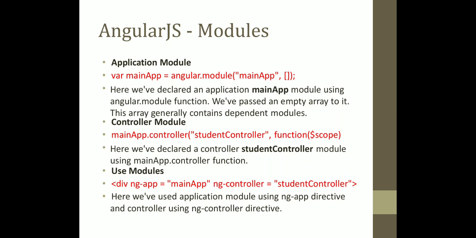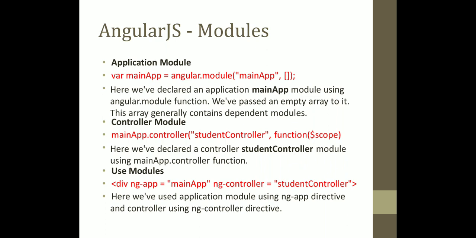Okay, we have declared an application with the name main app module using Angular. This is the declaration part. Module function: we have used it with the Angular dot module function. The Angular dot module function is used to create a module, and it is called as an AngularJS function. We have passed an empty array to it, and this array generally contains dependent modules.